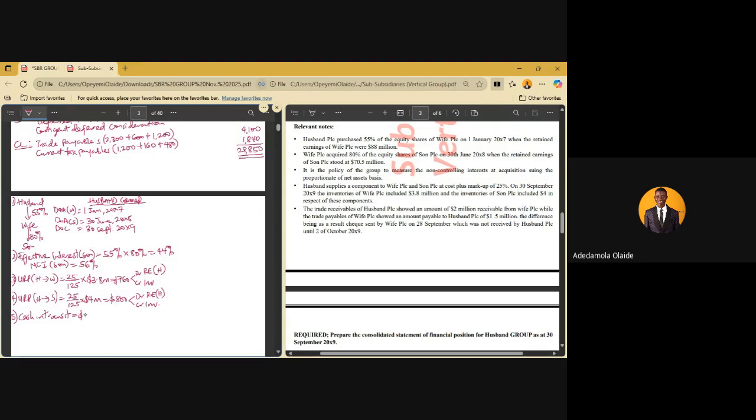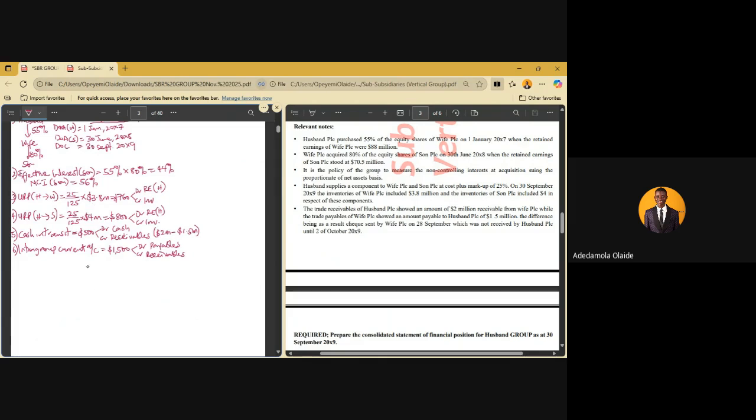So the 500,000 they said they sent, you know that's the difference between 2 million and 1.5 million. The 500,000 will be deemed to have been received. So we'll debit the cash and credit the receivables, which is a result of the 2 million they said minus the 1.5 million.